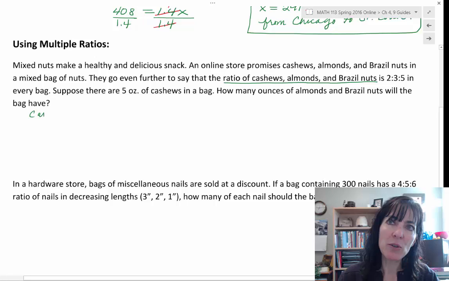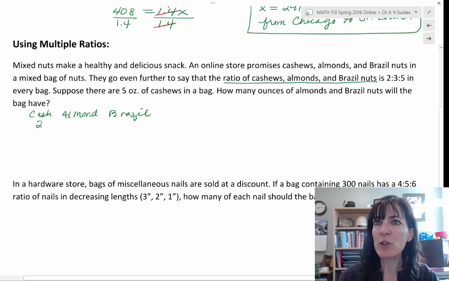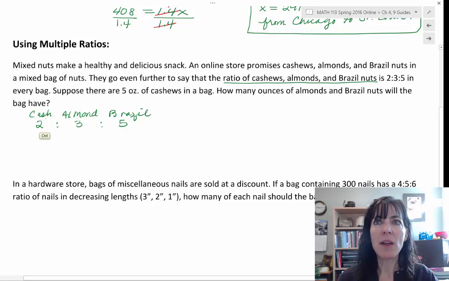So I'll put cashews, almond, Brazil is going to be 2 to 3 to 5. And when we have multiples like that, it means I can say that the ratio of cashews to Brazil nuts is 2 to 5, and that the ratio of cashews to almonds is 2 to 3, and that the ratio of almonds to Brazil nuts is 3 to 5. So I can use any of those ratios.